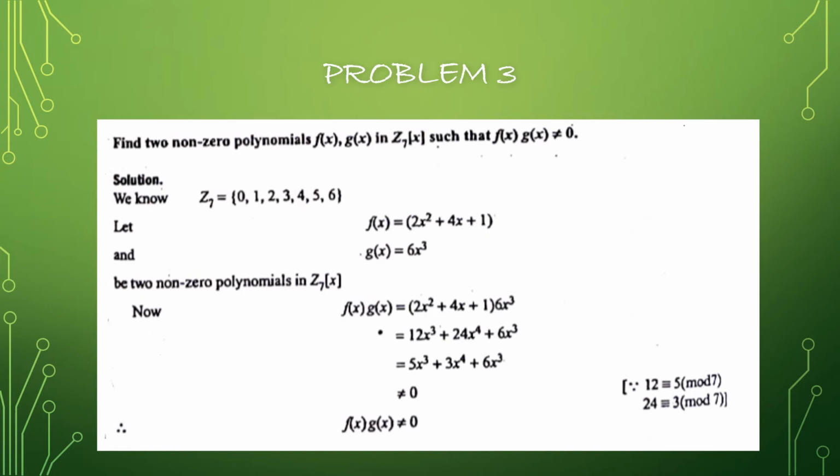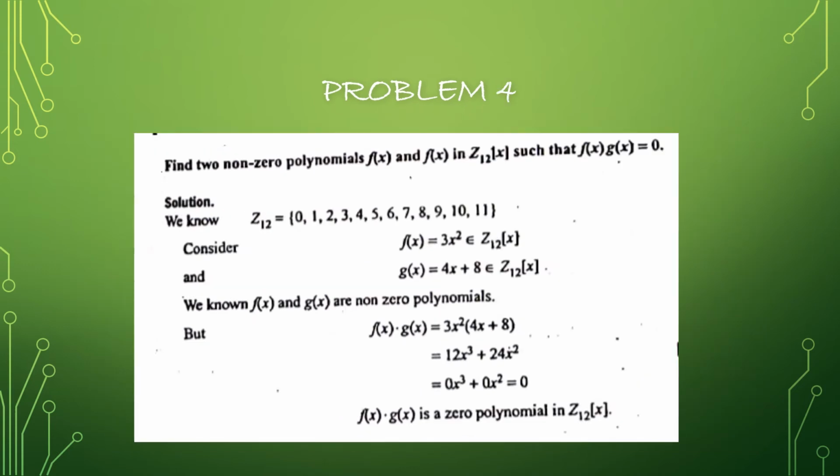So the next problem will be the contrast of this. You've got to find f of x and g of x such that the product is equal to 0. So let's see how to do it. So problem number 4, as I told you: find two non-zero polynomials f of x and g of x in Z12 of x such that f of x times g of x is equal to 0. So solution, we know Z12. So what is Z12? A set containing the elements 0 to 11. So totally you will be having 12 elements, starting from 0 and ending at 11.